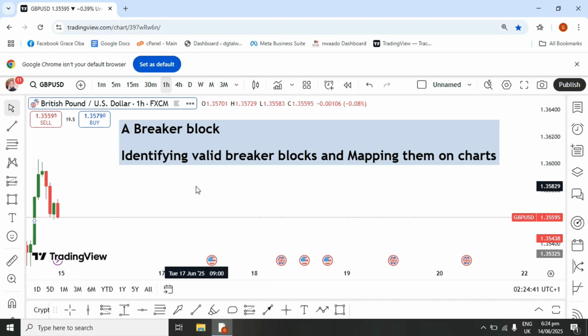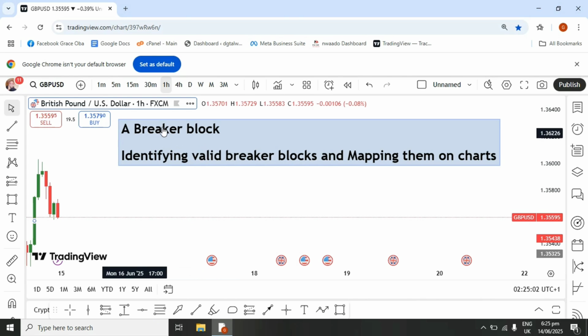Hello, you're welcome to this video series where we'll be discussing a breaker block, right? A breaker block is just one of the 7 PD array matrix of the ICT. It is one of the reference points, the institutional reference point, a breaker block.